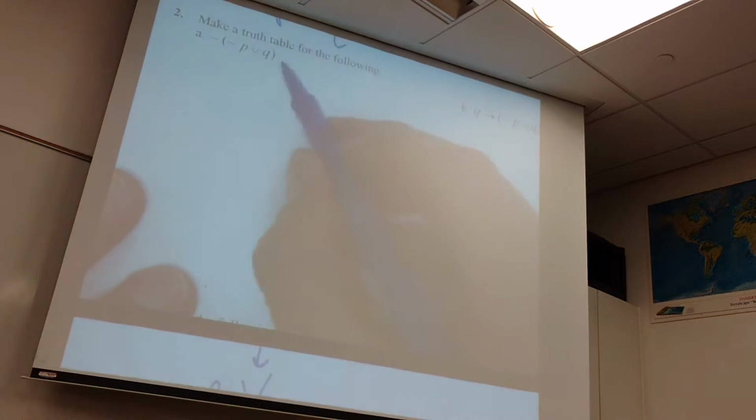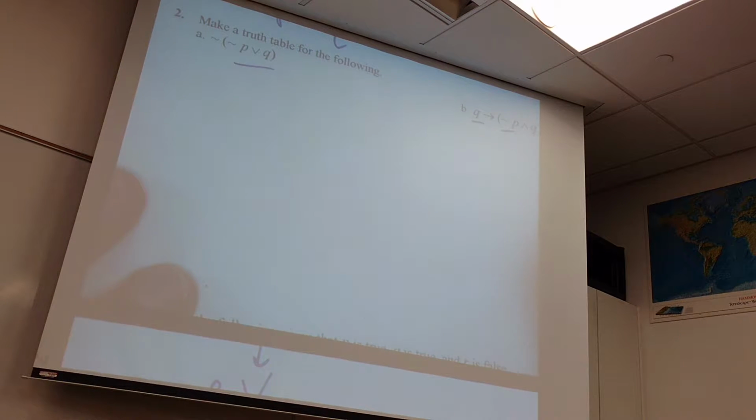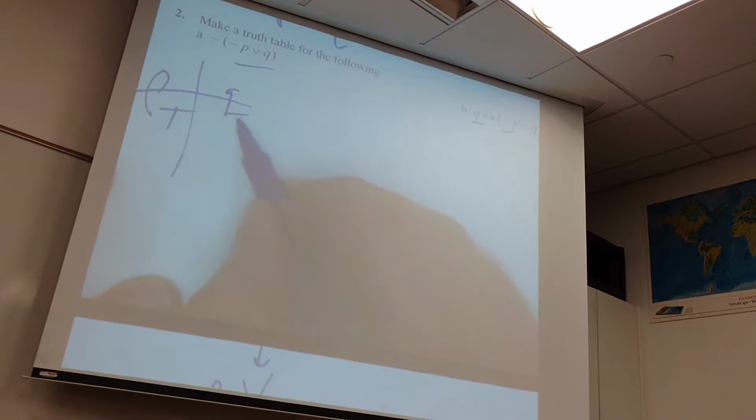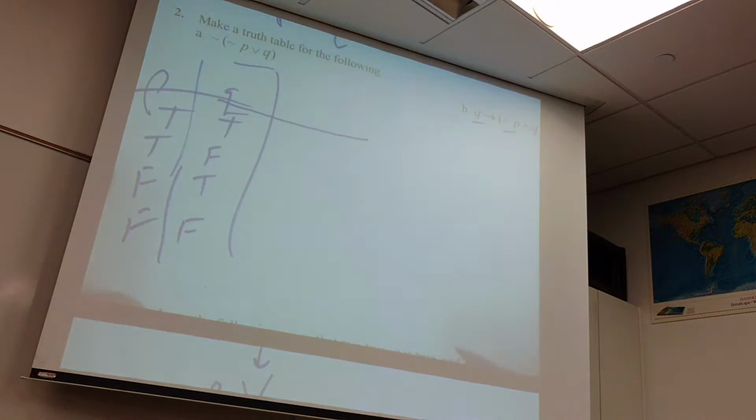All right, so truth tables. These both have only two total letters in them, right? Over here, Q shows up twice, but it's still just two variables. So you only need the four rows: true, true, true, false, false, true, false, false.